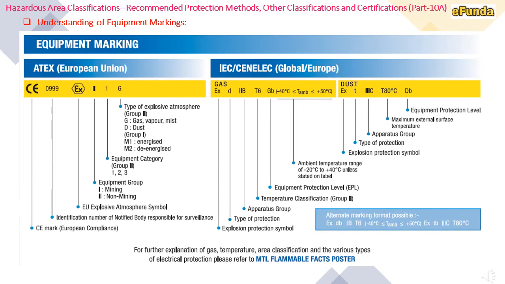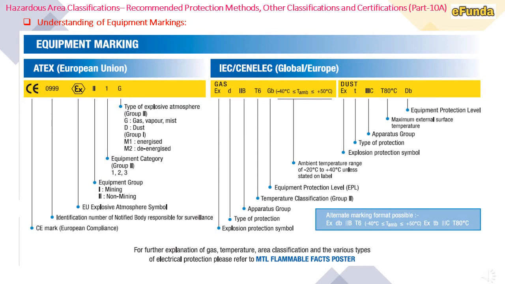For better understanding of equipment marking, one can refer below figure where the equipment marking tables are provided, ATEX and IEC and CENELEC type. Where in a text table one can see the marking C0999EX21G, and their description can be seen below, where each part or marking is defined to indicate their meaning and their uses and their details.